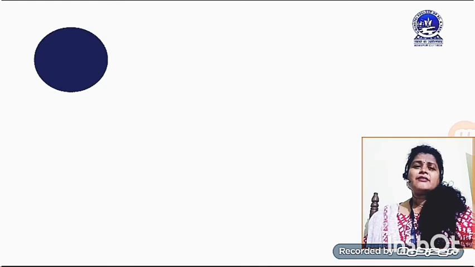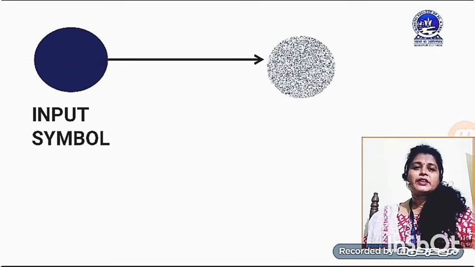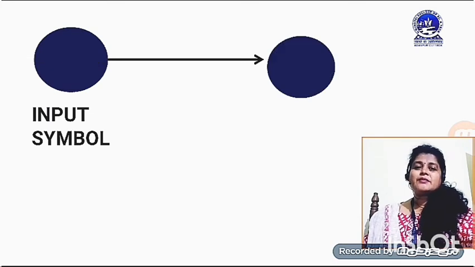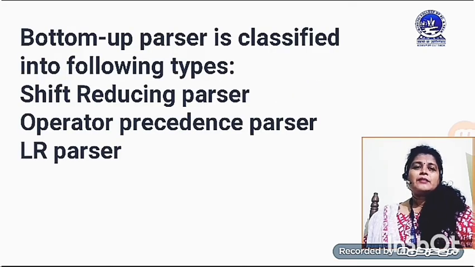Now I have used one pictorial representation of how bottom-up parsing performs its operation. Here it is clearly visible that the input symbols are taken and gradually the production rules are implemented, and at the end we generate the start symbol. The bottom-up parser is classified into the following types: shift reduce parsing, operator precedence parsing, and LR parsing.